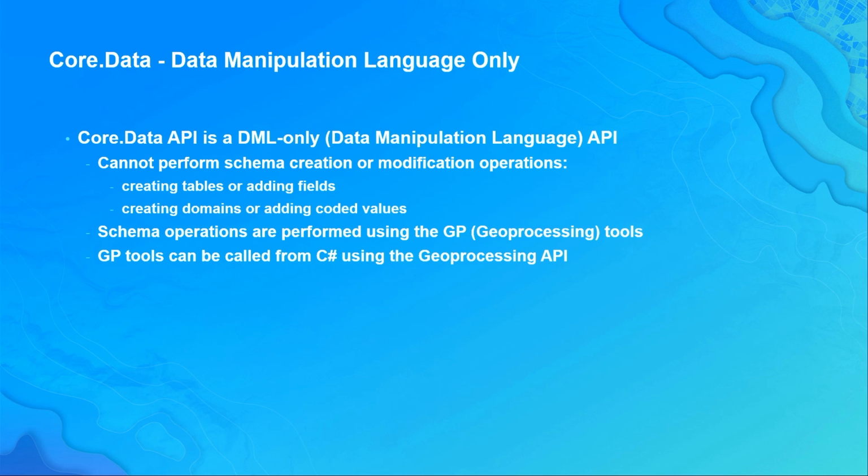ArcGIS Pro has been growing in its level of functionality. One of the things that CoreData did was choose to be a DML-only, a data manipulation language only, API. This means that we can't perform schema creation or schema modification from the API. It doesn't mean that you can't do those things. In fact, you can call geoprocessing tools to do those pieces, either from the API directly or via scripted patterns within ArcGIS Pro.